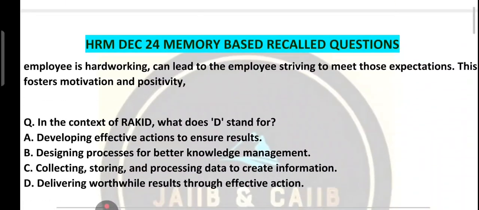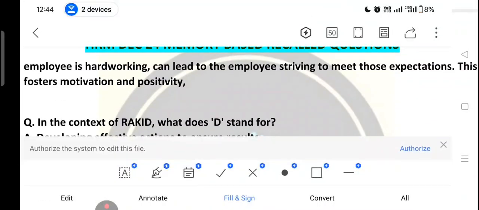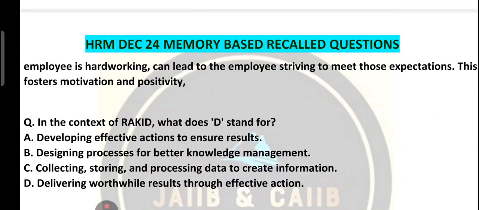Now friends, let's look at the next question. In the context of RACID, what does D stand for? Very good question. So friends, first option is developing effective action to ensure result. Option B, designing process for better knowledge management. Option C, collecting, storing and processing data to create information. And option D, delivering worthwhile result through effective action. What do you think? So friends, option A.